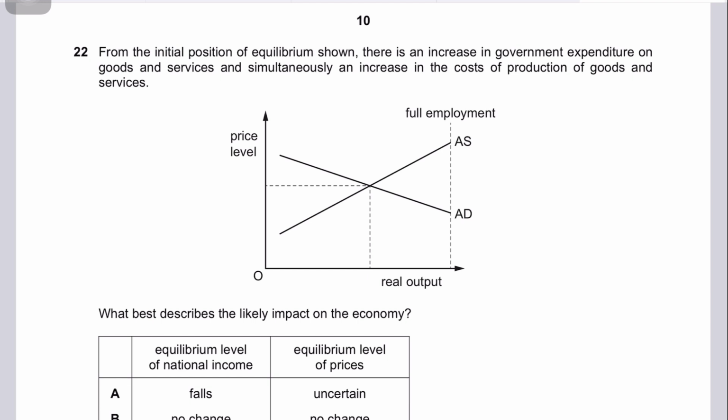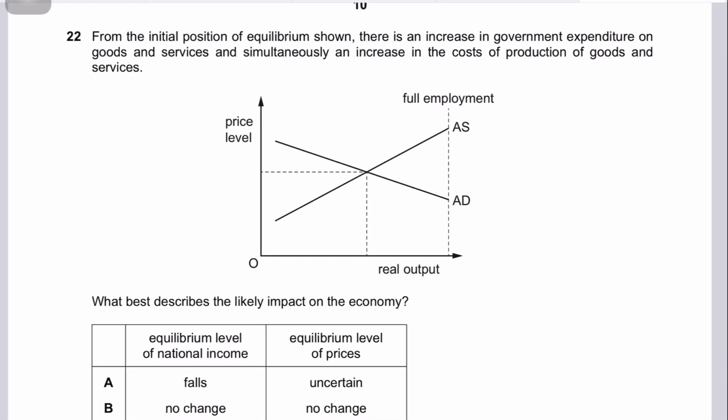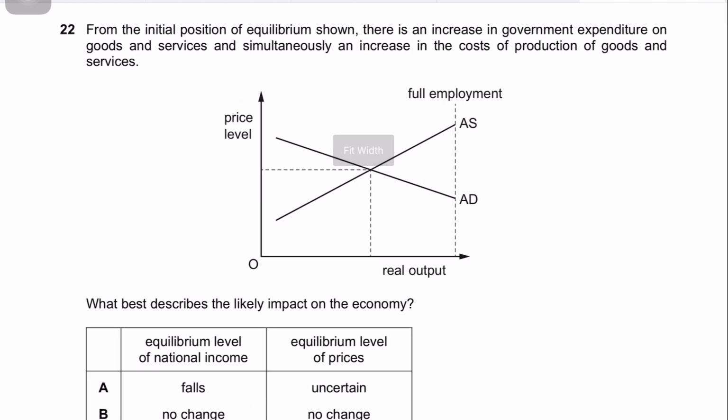Okay. Moving forward, question number 22 states that from an initial position of equilibrium shown, there is an increase in government expenditure on goods and services, and simultaneously an increase in the cost of production of goods. What best describes the likely impact? So there's an increase in government spending. Government spending is a component of AD, and as a result of that, aggregate demand should rise. So AD should shift to the right, that is from AD to AD1, let's say. And simultaneously, it says there's an increase in cost of production. So your aggregate supply is shifting to the left.